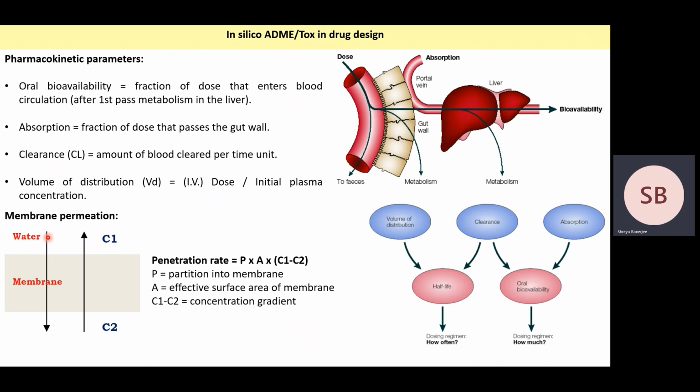Membrane permeation is also important. So it has to permeate through the cell membrane in order to go inside the cell and carry out its activity. So the penetration rate is defined by this formula, which is P into A into C1 minus C2, where P is the partition into the membrane, A is the effective surface area of the membrane, and C1 minus C2 is the concentration gradient inside and outside the membrane.